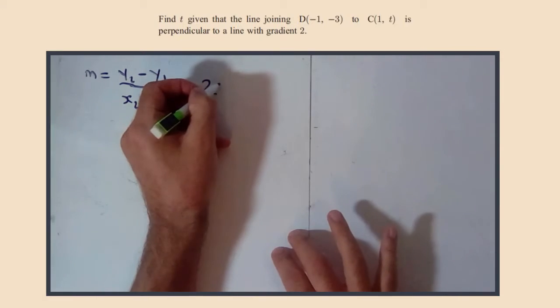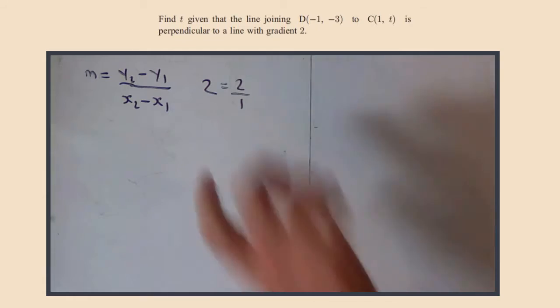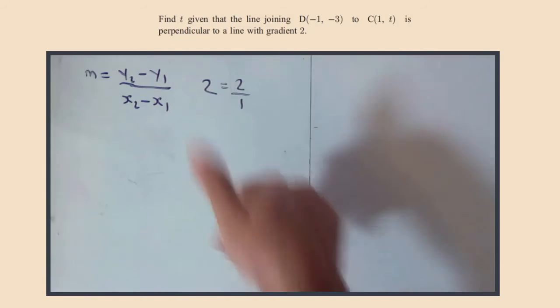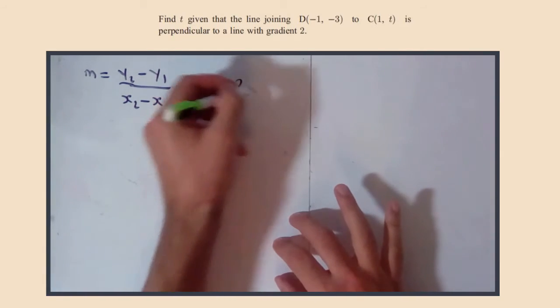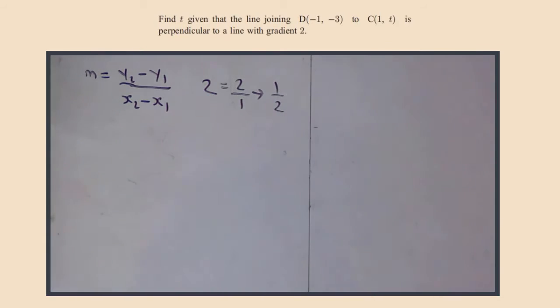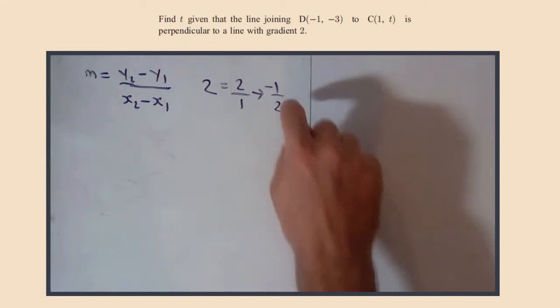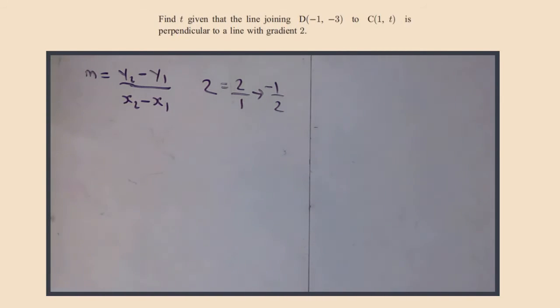So if we take 2, well, 2 is 2 over 1. So the reciprocal of 2 over 1 is 1 over 2. That's the reciprocal of 2. So the negative reciprocal of 2 is -1 over 2. So that's the gradient of our line that joins DC.